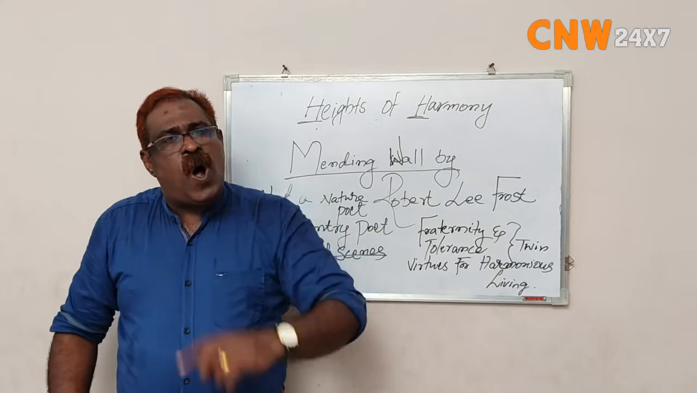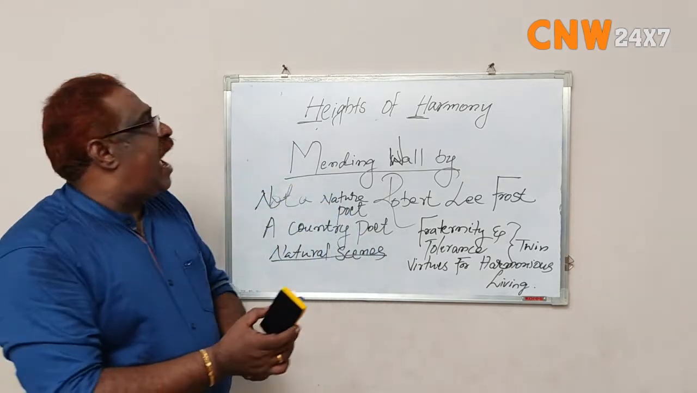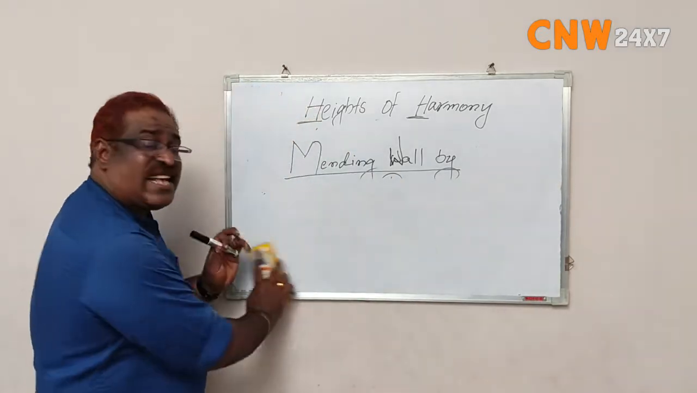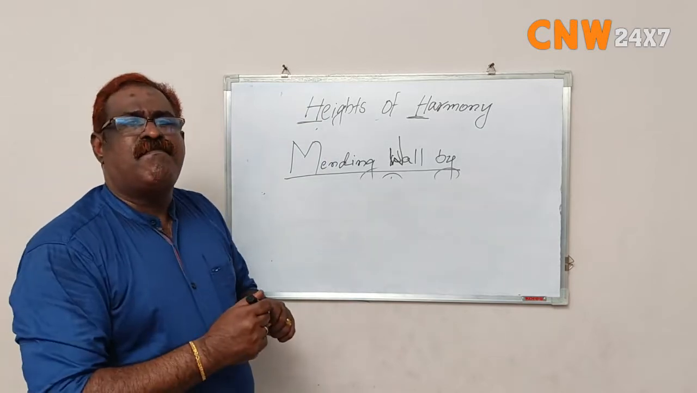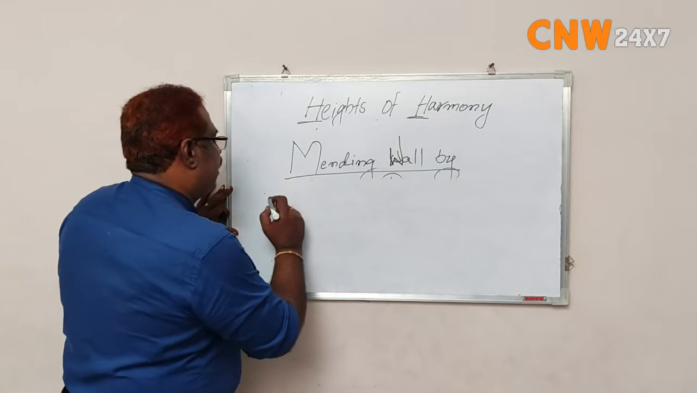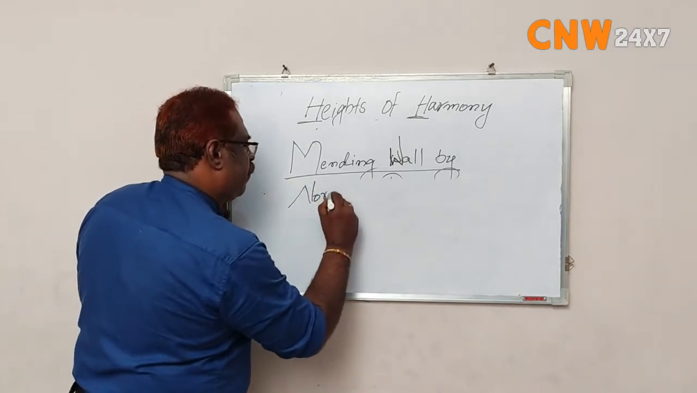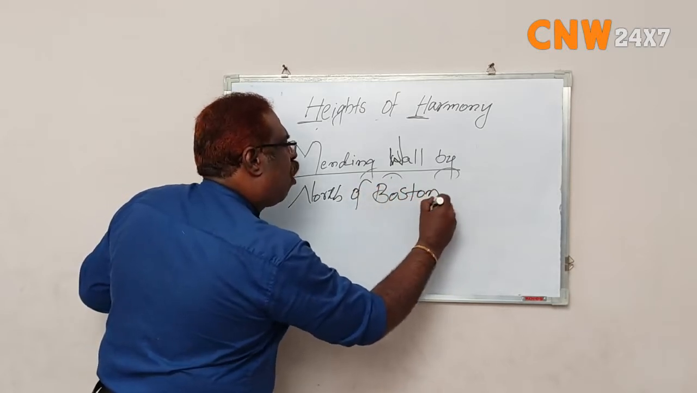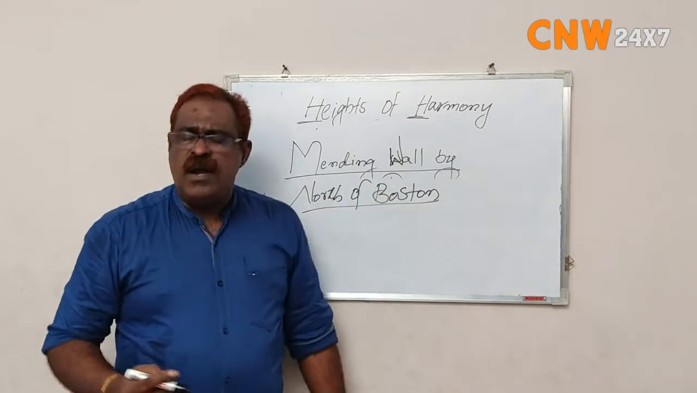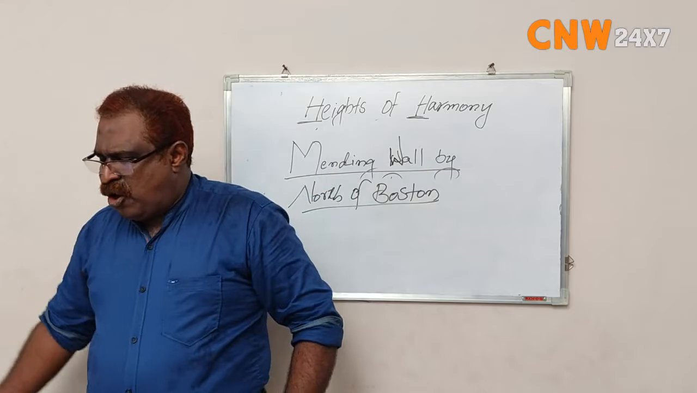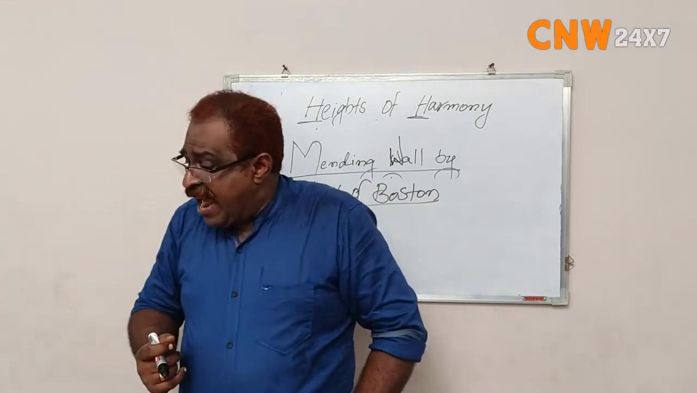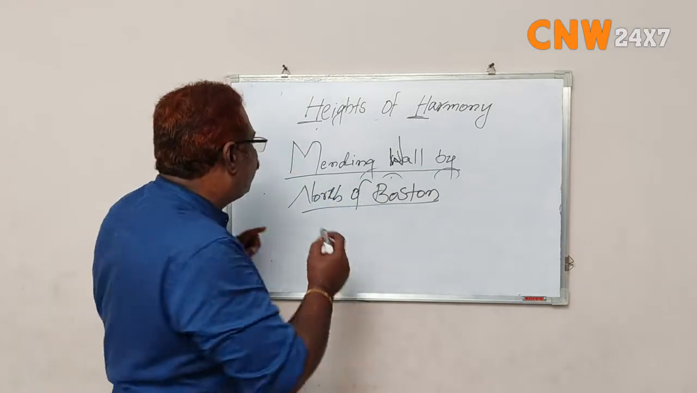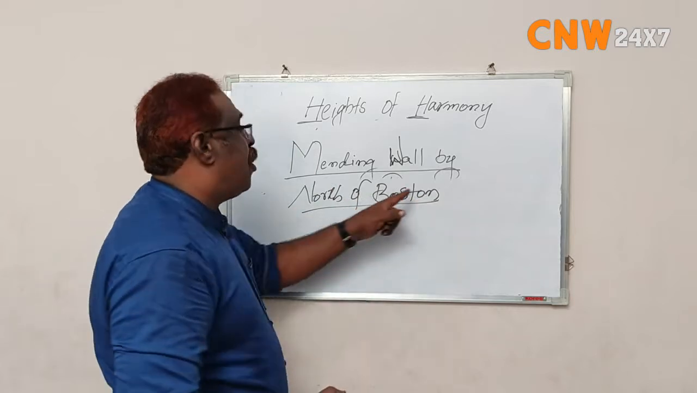Actually, the poem Mending Wall was published in 1914 as the first entry in the second category of poems, called North of Boston. So Mending Wall was published in 1914 as the first entry in Frost's second book of poems, North of Boston.